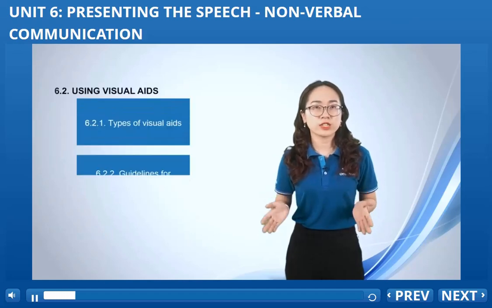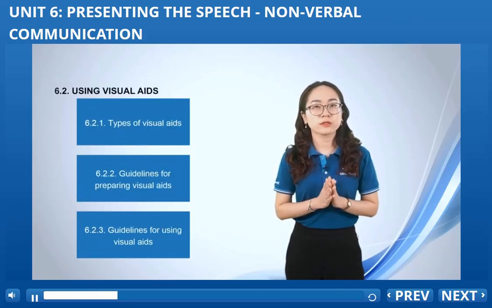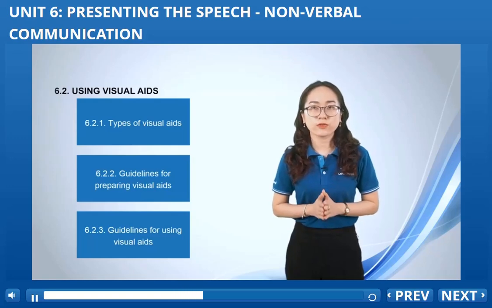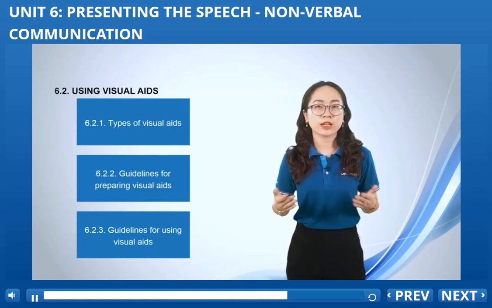So next is visual aids. First, we'll look at different types of visual aids. Next is the guidelines for preparing visual aids. And last, we will talk about the guidelines for using visual aids.